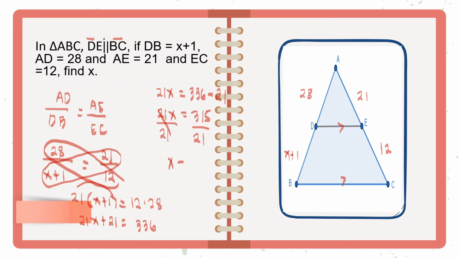So therefore, x is equal to 315 divided by 21, which is 15. So x is equal to 15.